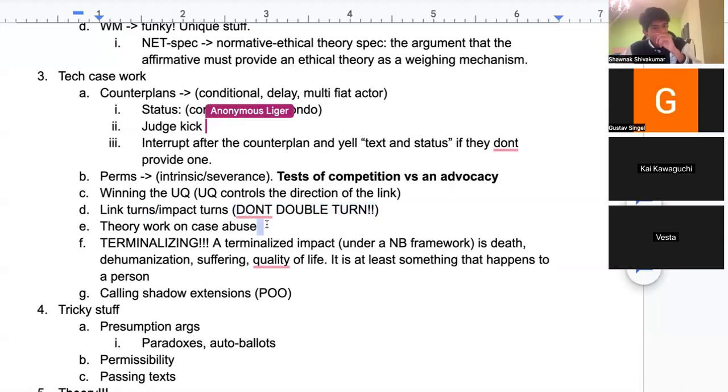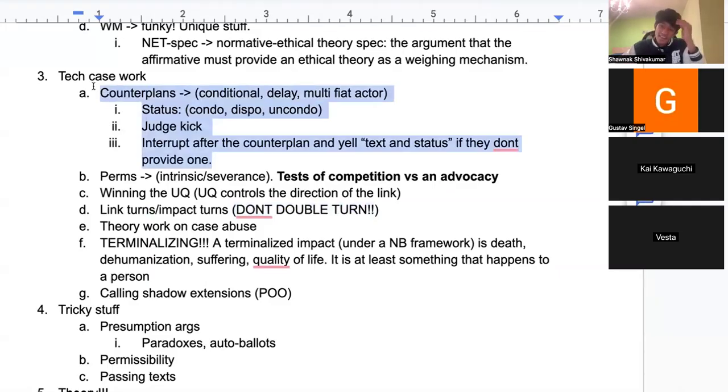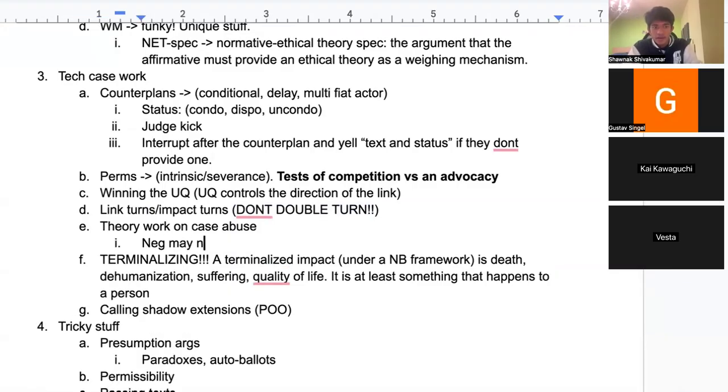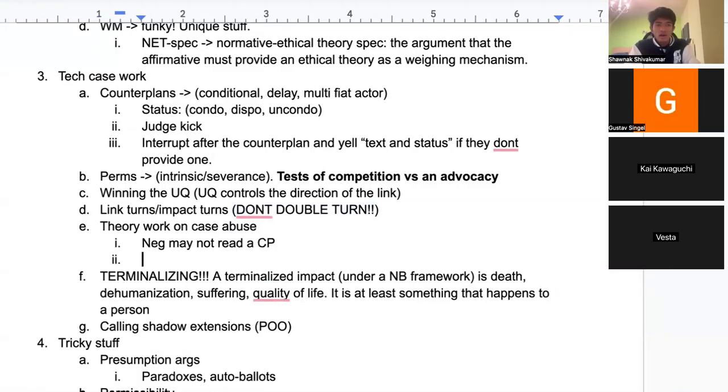Then theory work on case abuse. So if you feel the CP is really utopian, and the CP is just the most niche CP ever and you have no idea how to respond, probably read theory against it. Probably say the neg may not read this CP, the text of the CP, when the topic is this.